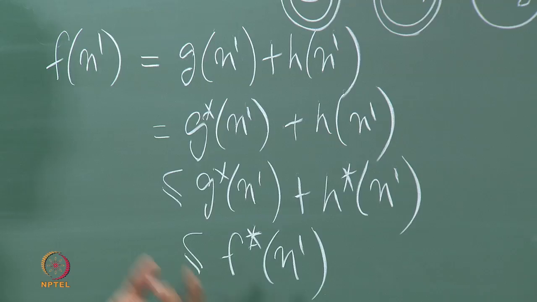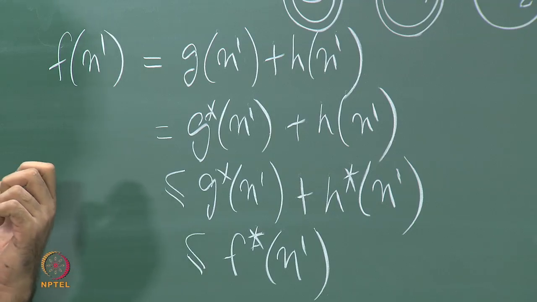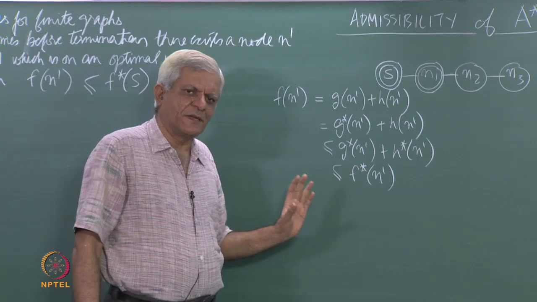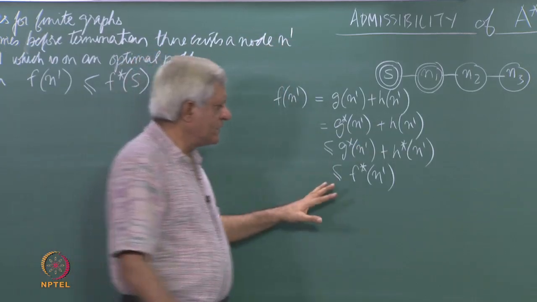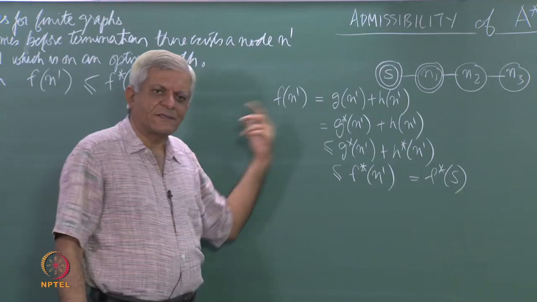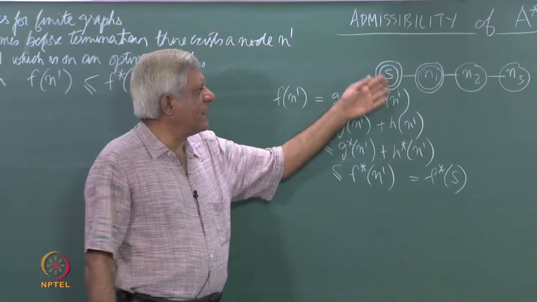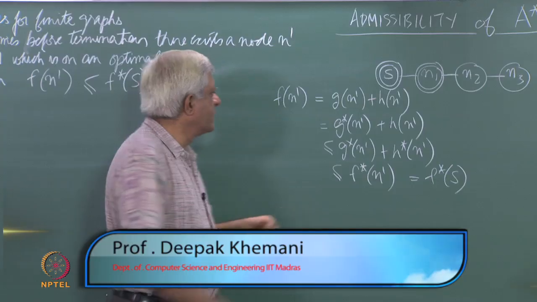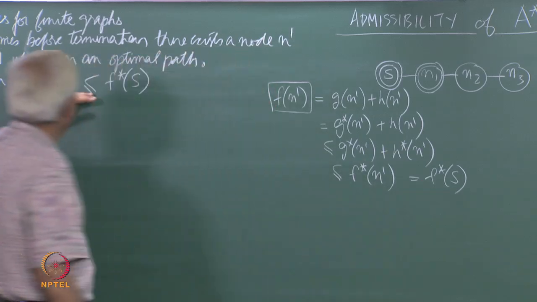where f star of n prime is the cost of the optimal path which passes through n prime. So, not necessarily the globally optimal path, but the optimal path which passes through n prime. But this n prime that we have chosen is on the optimal path itself. So, this must be equal to f star of s, because after all it is the same path that we are talking about. Whether we say it is passing through n prime, or s, or n1 or n2 or n3 or g, it does not matter, the cost is still the same. So, this is the condition that we are looking for, that this is less than or equal to f star of s, that is what we have written here.